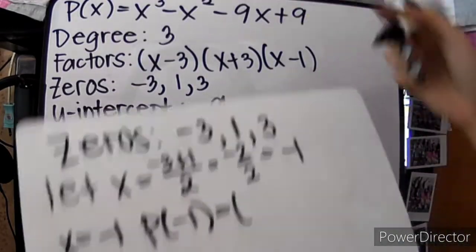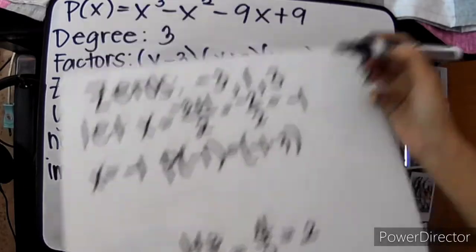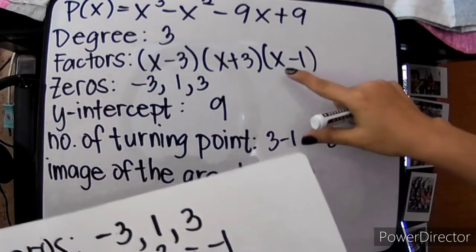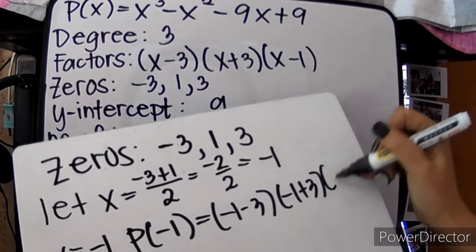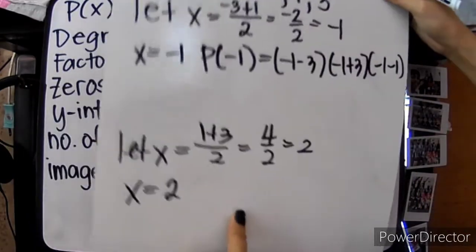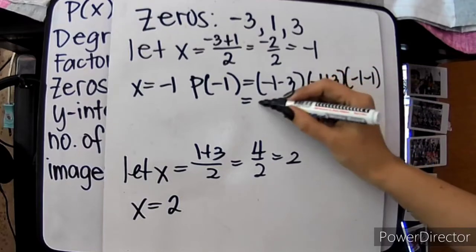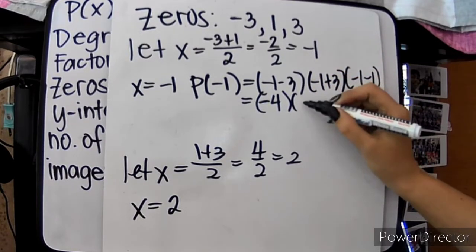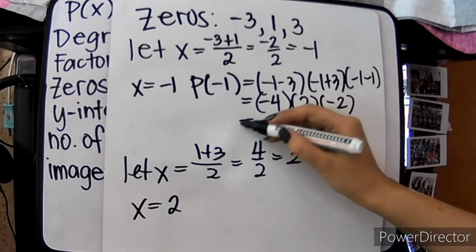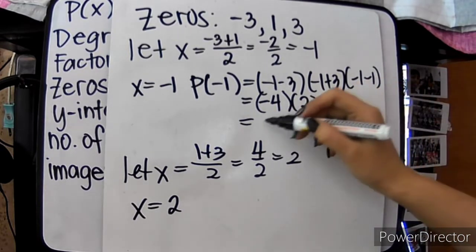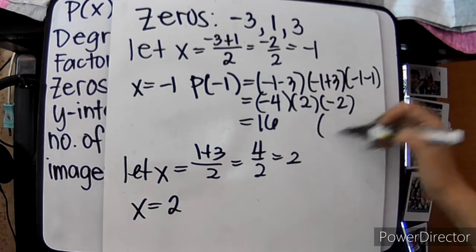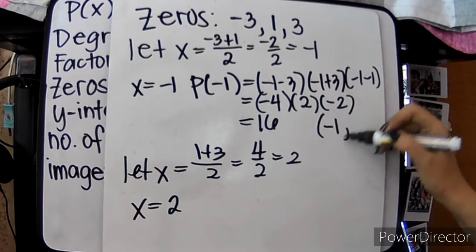So, dahil x minus 3, negative 1 minus 3. Dahil x plus 3, negative 1 plus 3. And then, dahil x minus 1, negative 1 minus 1. So, para sa akin mas madali yung isolve, which is negative 4 times 2 times negative 2. And then this will give me positive 16. So, yun nga. And then, yung ordered pair ko dito is negative 1, 16.